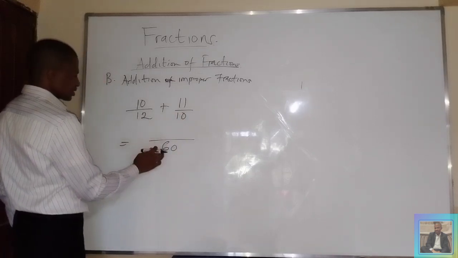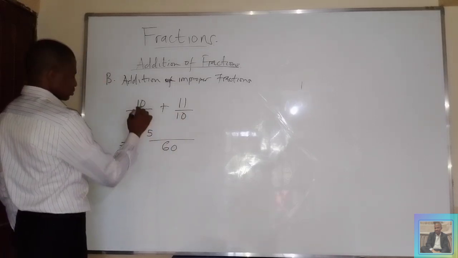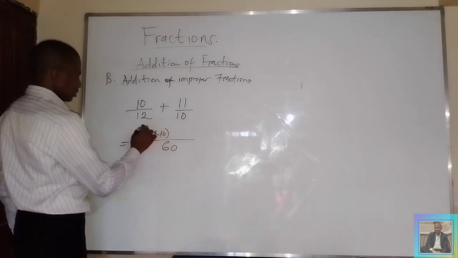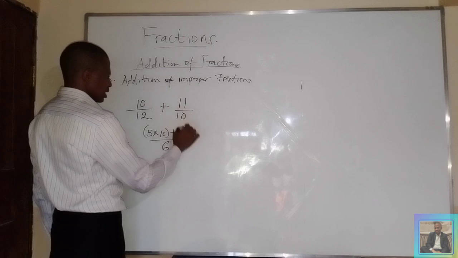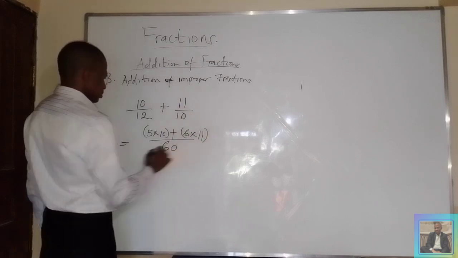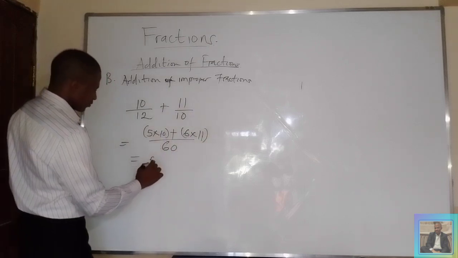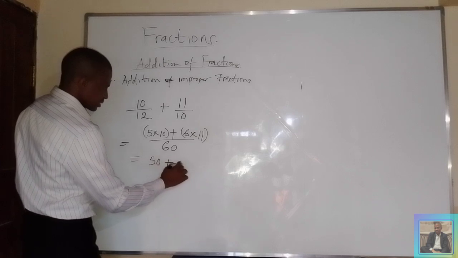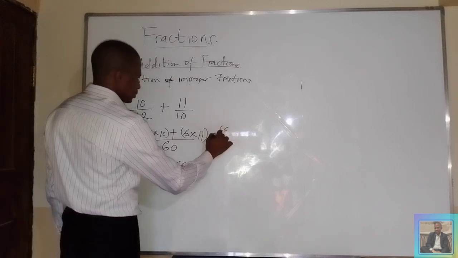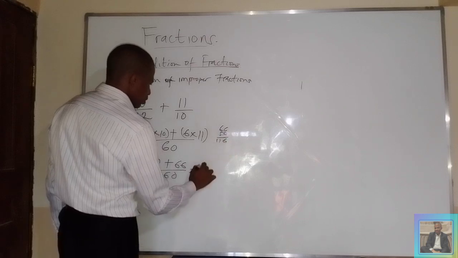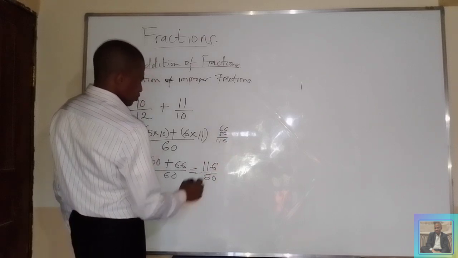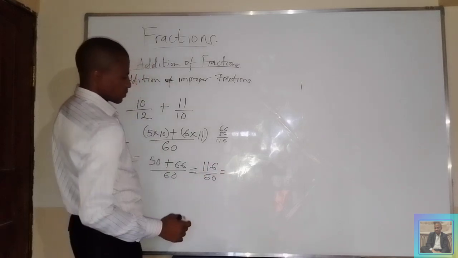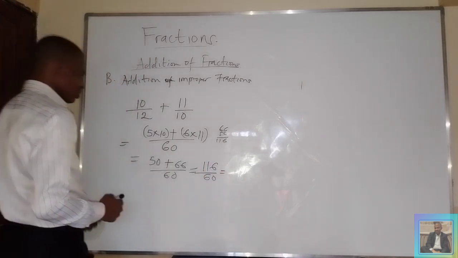So how many 12 is in 60? 5. Then we say times 10. Plus, how many 10 is in 60? 6. Times 11. So what do we have? 5 times 10, 50, plus 66 over 60. What does this give us? 116 over 60. So how do we simplify this further into a mixed fraction?